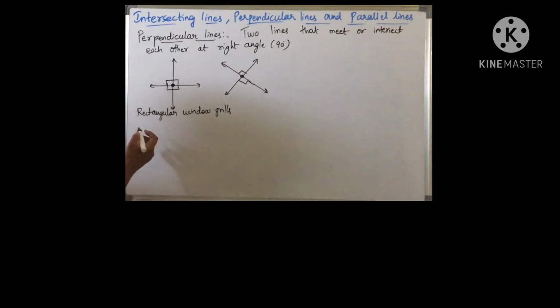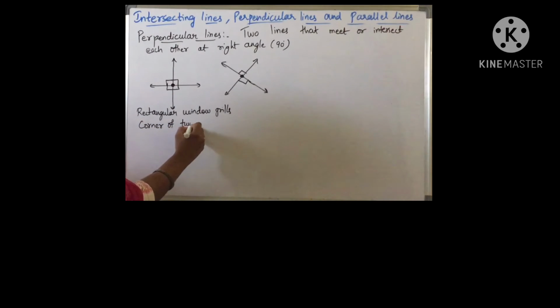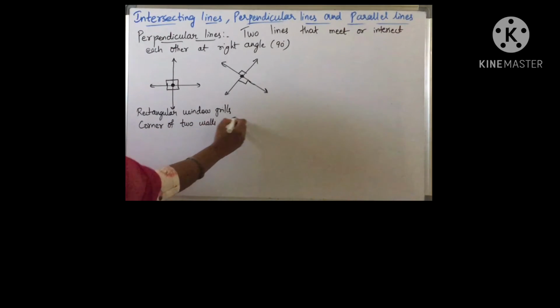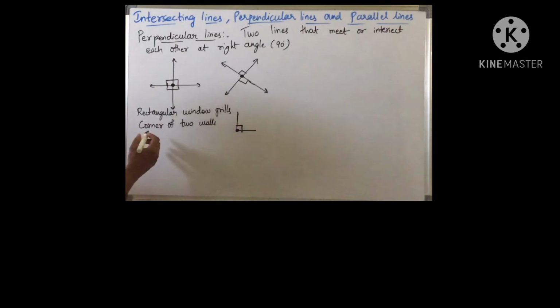Right, and the corner of two walls. This is one wall; here at the corner a right angle is formed. This line and this line intersect at this point, and here is 90 degrees, so we call these perpendicular lines, right? And the red cross symbol.